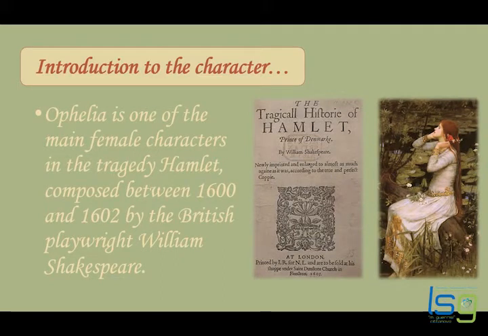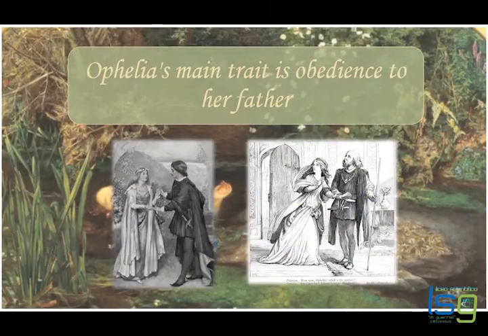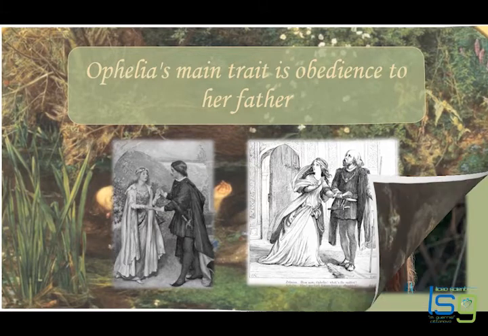Ophelia is a young, very beautiful girl, daughter of the counsellor of the court Polonius and sister of Laertes. She loves the prince Hamlet. Ophelia's main trait is obedience to her father, a characteristic that in the 16th century was essential for the reputation of young women. The girl, however, is divided between obedience to Polonius and love for Hamlet, and it will be precisely this division that will lead to a tragic epilogue for the young woman.